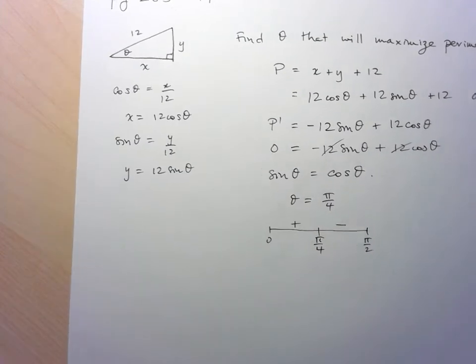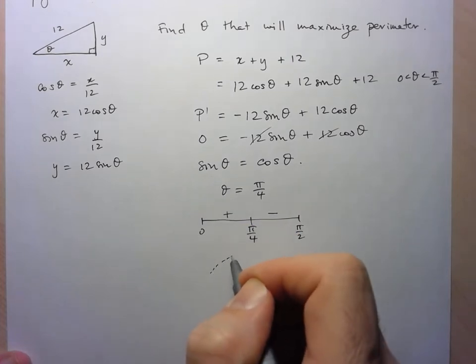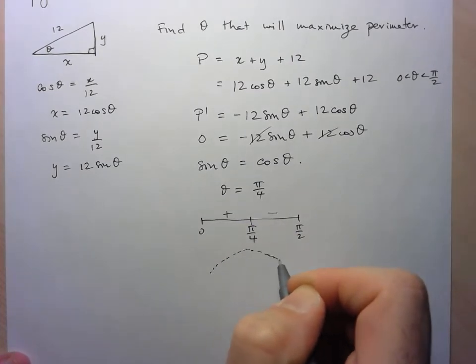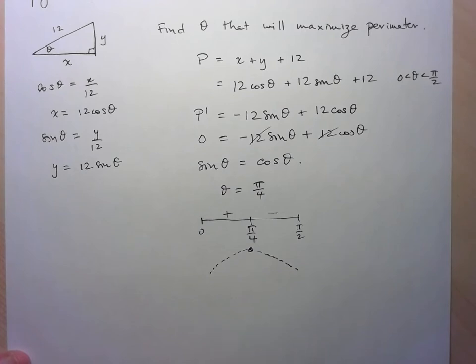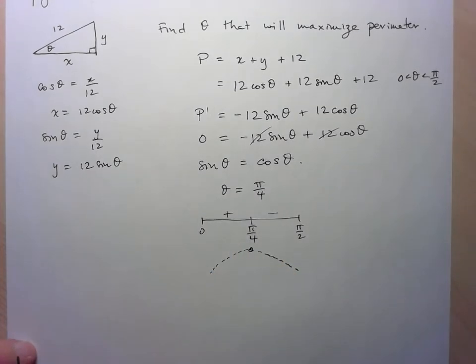Okay, so what we have is that on the interval of interest, we see that it's continually increasing to pi over 4 and then continually decreasing. So this is indeed an absolute maximum on that interval. Okay, so there's our value. Let's go back to the question and see what they actually want. It says calculate the measures of the unknown angles in the triangle that will maximize its perimeter.